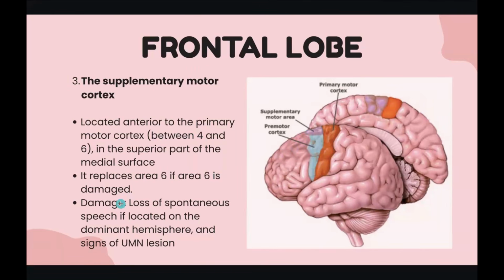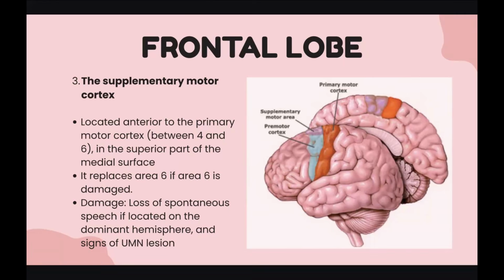Any damage to this supplementary motor cortex area will cause loss of spontaneous speech if located on the dominant hemisphere, and signs of upper motor neuron lesion. So what does this mean? We'll be talking more in a bit regarding dominant hemispheres, but the speech areas do not exist in both hemispheres. They only exist in your dominant hemisphere.